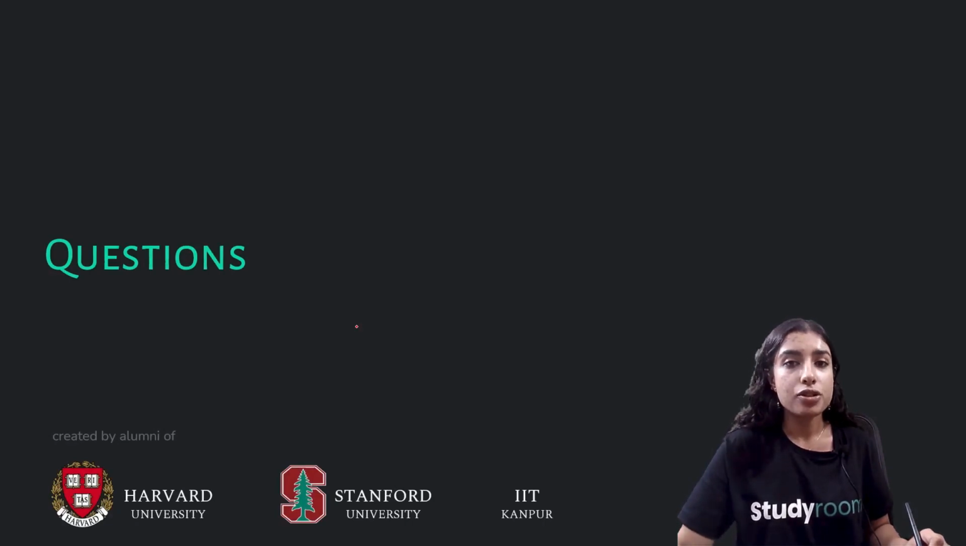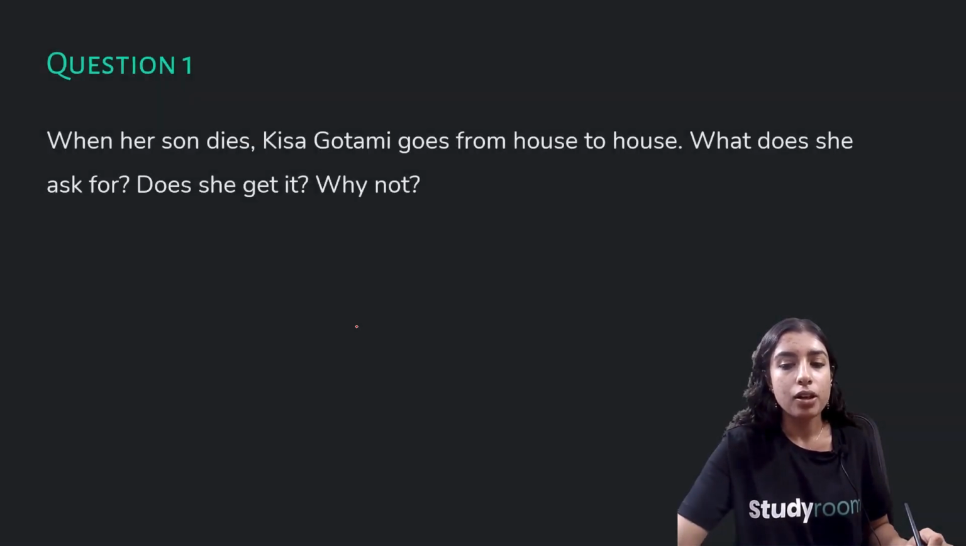There are a few questions that we have come across in the chapter. Let's now look at these questions and know the chapter better. Question number 1. When her son dies, Kisa Gautami goes from house to house. What does she ask for?